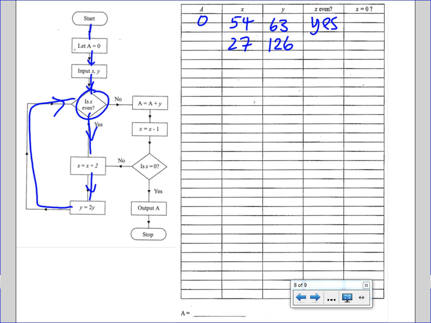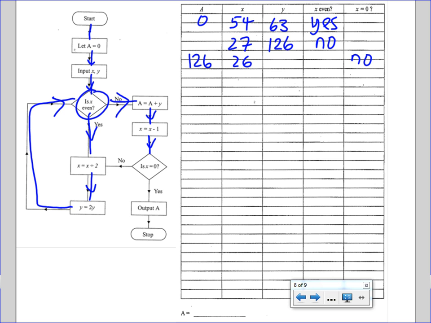And then we follow that round. Is X even? No. X is not even. Okay, so that follows this way now. So we get A is A plus Y. So A is now going to become 0 plus 126, which is 126. Follow this down. X has 1 taken off it, so it's now 26. Is X 0? No. X is not 0.